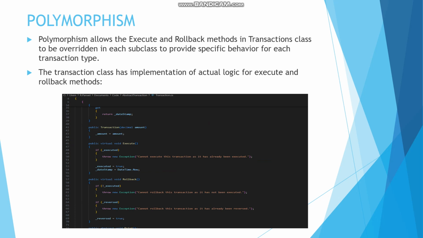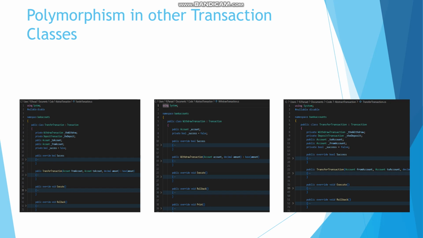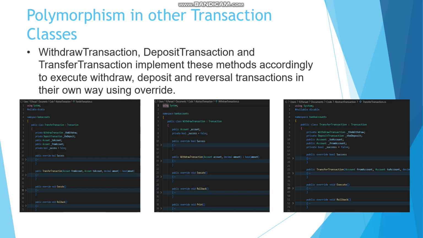a withdrawal. As you can see, the transaction class has two methods, rollback and execute, and they are all showing polymorphism. Next, we can move on. As you can see, these three classes of withdrawal transaction, deposit transaction, and transfer transaction are all rolling back and executing at the same time.